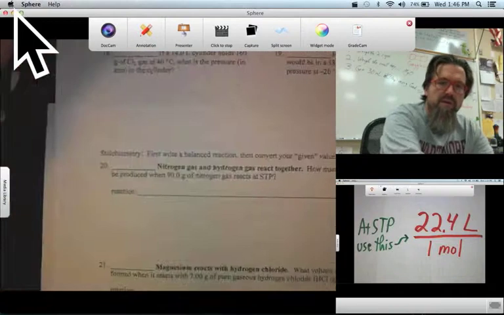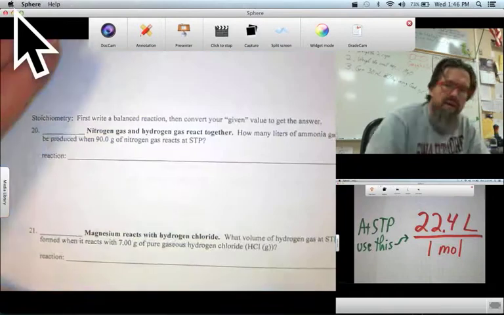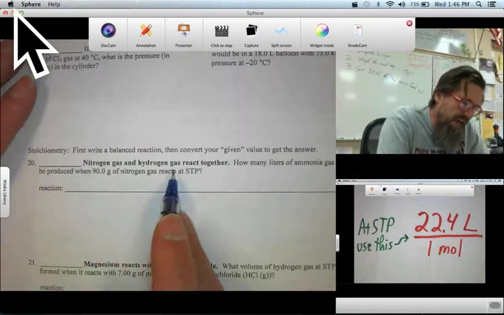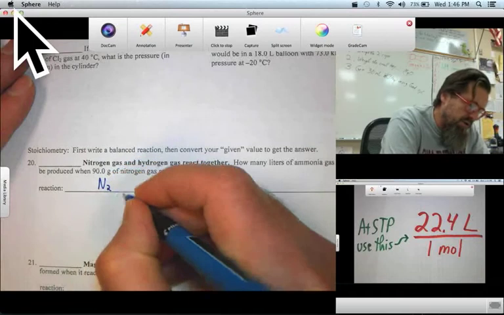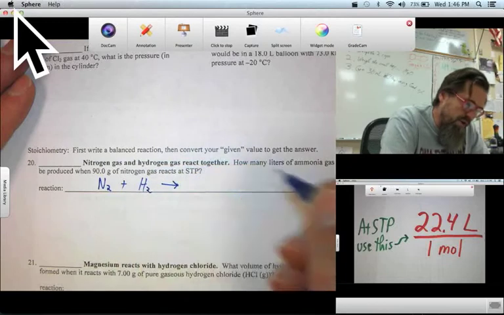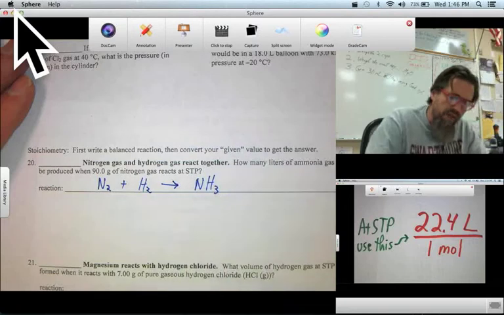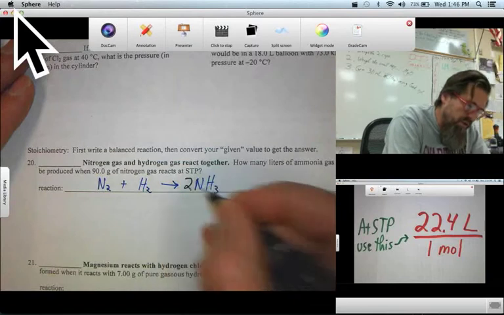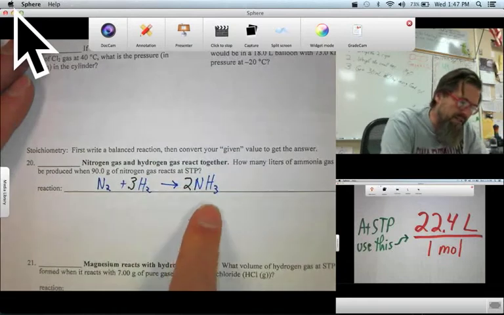The last problem we're going to do is a stoichiometry problem on the back. And we'll have to zoom out just a little bit. Nitrogen gas and hydrogen gas react together. So our reaction is N2 plus H2 react to form, and we see it's talking about ammonia, NH3. Now we need to balance this. So let's see, we're going to need 2 ammonias and 3 hydrogens. Now it's balanced, and we can answer the question.